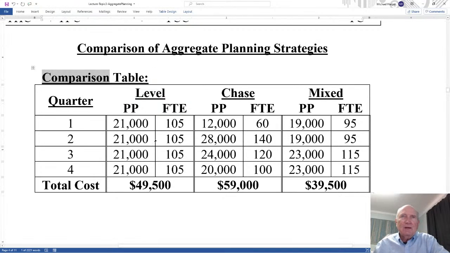So at this point, notice this table does not have everything. This table only has a production plan, FTE, and total cost. That's all we're looking at. All right? Inventory is not in here. There's a lot of things that are not in here.